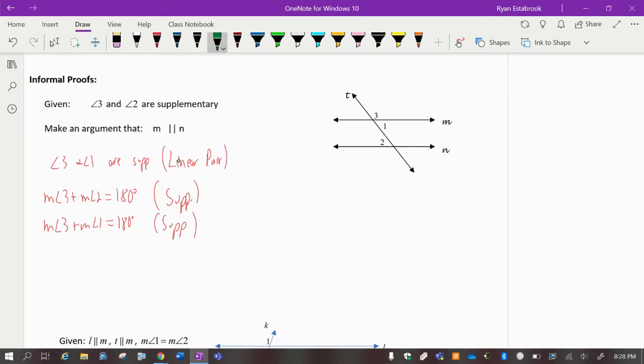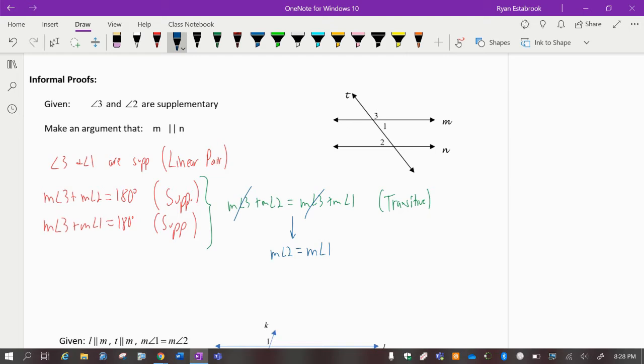And now, tying these two statements together, since 3 plus 2 equals 180 and angle 3 plus angle 1 equals 180, we could say that the measure of angle 3 plus the measure of angle 2 is equal to the measure of angle 3 plus the measure of angle 1. That is the transitive property. Now, algebraically here, we subtract angle 3 from both sides, and since angle 3 is equal to itself, we would call that the reflexive property, but we're going to subtract it from the left, subtract it from the right, and that'll give us that the measure of angle 2 is equal to the measure of angle 1, and that was just subtraction using some algebra.